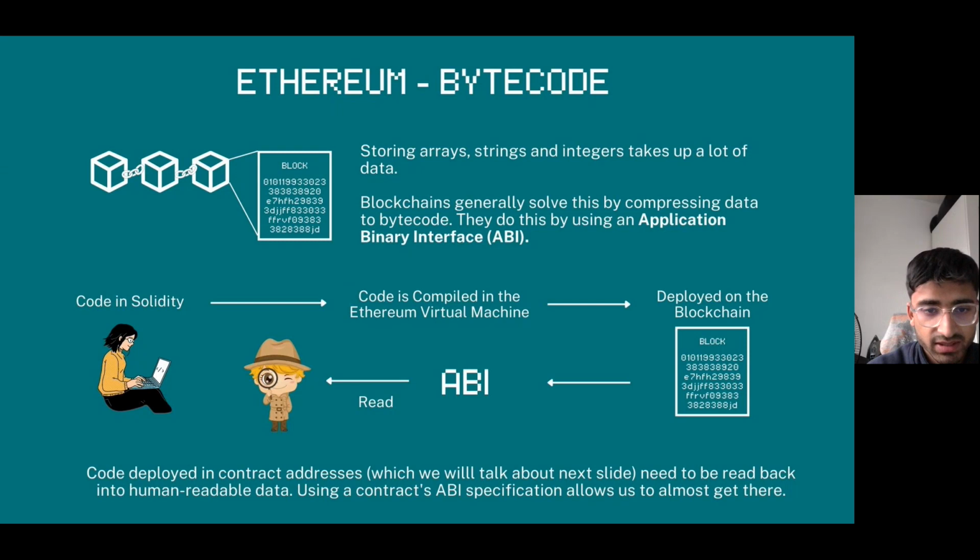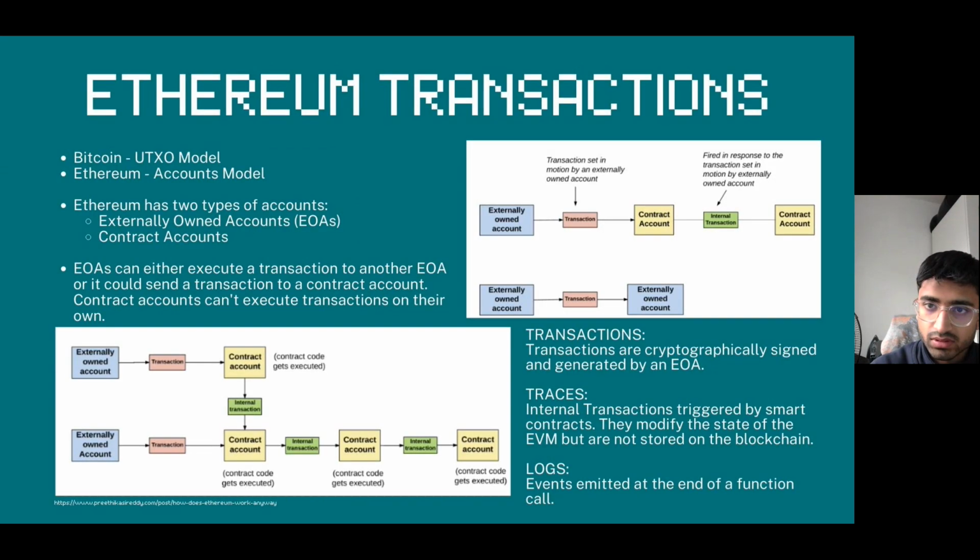And so an application binary interface basically allows people to read and write from the blockchain in a way that you understand the data, because you can't understand zeros and ones. And so yeah, ABIs convert high level code to bytecode that the EVM understands, and it also allows you to read back the bytecode stored on the blockchain. I think I'll go into transactions now.